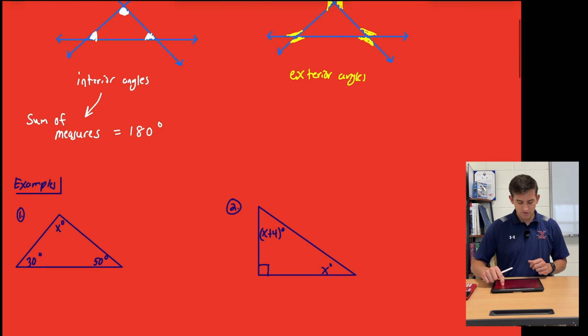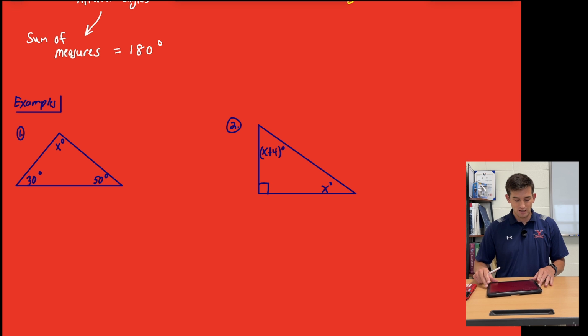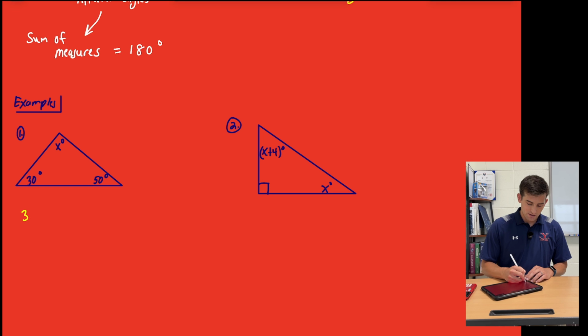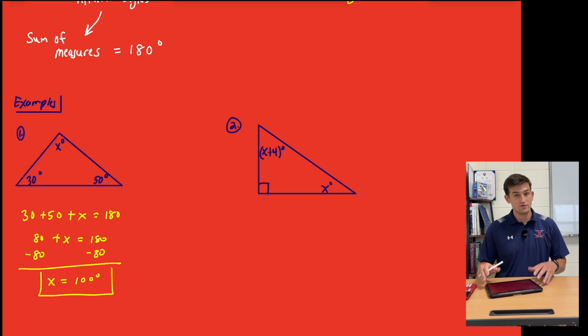Okay, so let's start with some interior angles. We see our sum of the measures is equal to 180, and we have two examples. For number one, we see 30 degrees, 50 degrees, and x degrees. We need to figure out what that x measure is. So 30 plus 50 plus x should equal 180 degrees. Well, 30 plus 50 is 80, so 80 plus x is equal to 180. Let's subtract 80 from both sides to get x by itself, so x is 100 degrees.